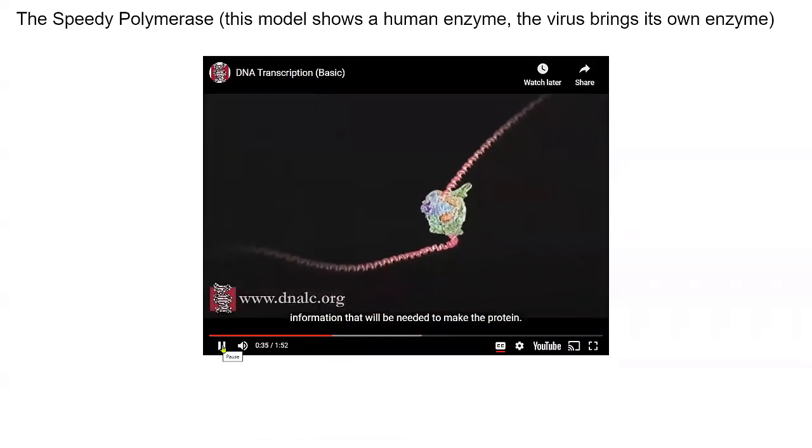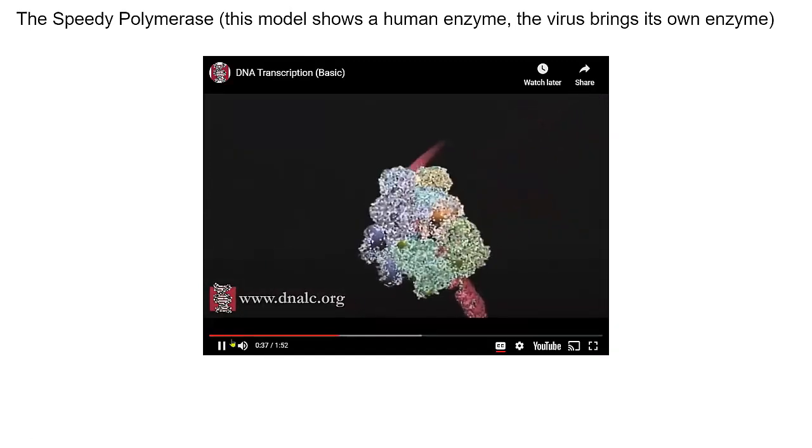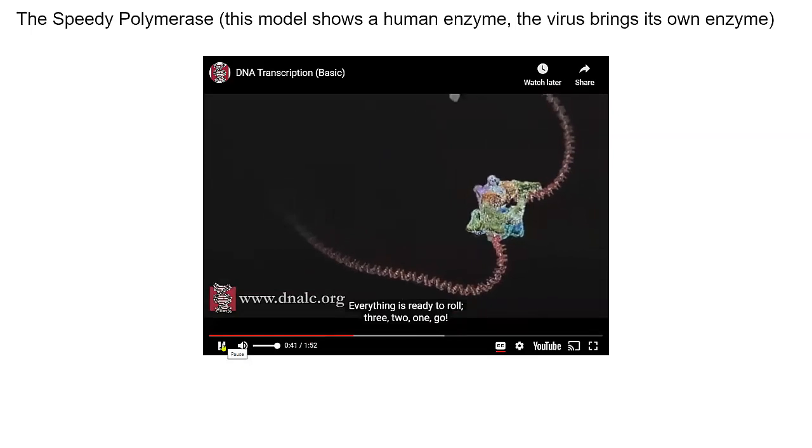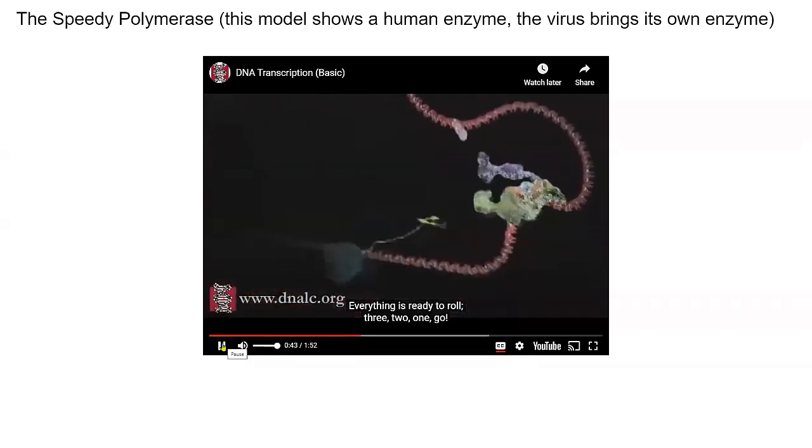Needed to make the protein. Okay, so that's like the 10 proteins I had in my slide. Everything is ready to roll. 3, 2, 1, go.